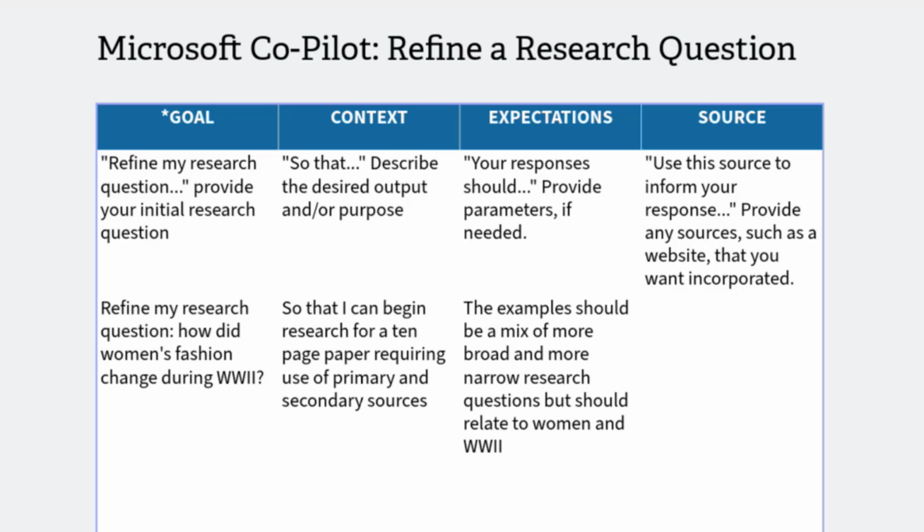So giving it as much contextual information as you can to help it do its job. And then expectations. In this one, the examples should be a mix of more broad and more narrow research questions, but it should relate to women in World War II. And then I did not have a particular source that I wanted it to use. So let's see what the output was for this.